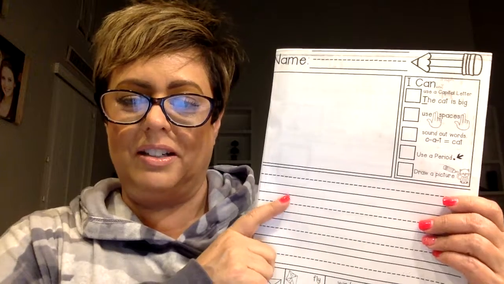Make sure you draw a picture. Make sure you check your boxes. Use a capital letter. Use finger spaces. Sound out the words that you want to write. Use a period and draw a picture. Show someone in your family your journal page when you are done.